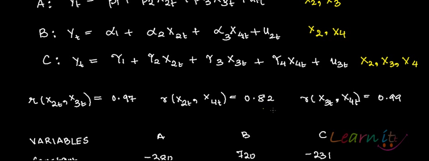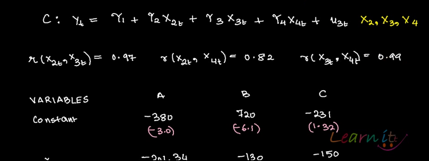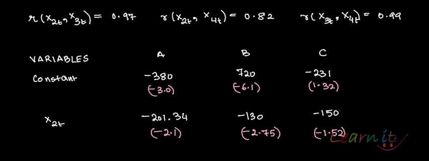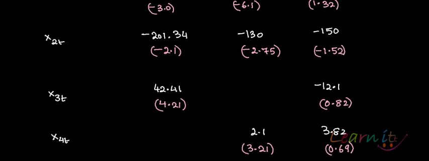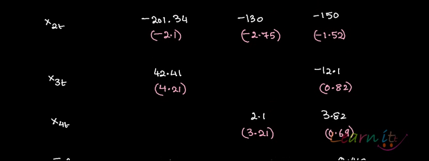Also further assume that the correlation between x2 and x3 is 0.97, the correlation between x2 and x4 is 0.82, and the correlation between x3 and x4 is 0.99. Quite heavy correlation among all of these variables. We have taken the pairwise correlation of each of these variables. Now let us look at this example here. There are three models A, B, and C: constant, x2, x3, x4, and the r bar square.